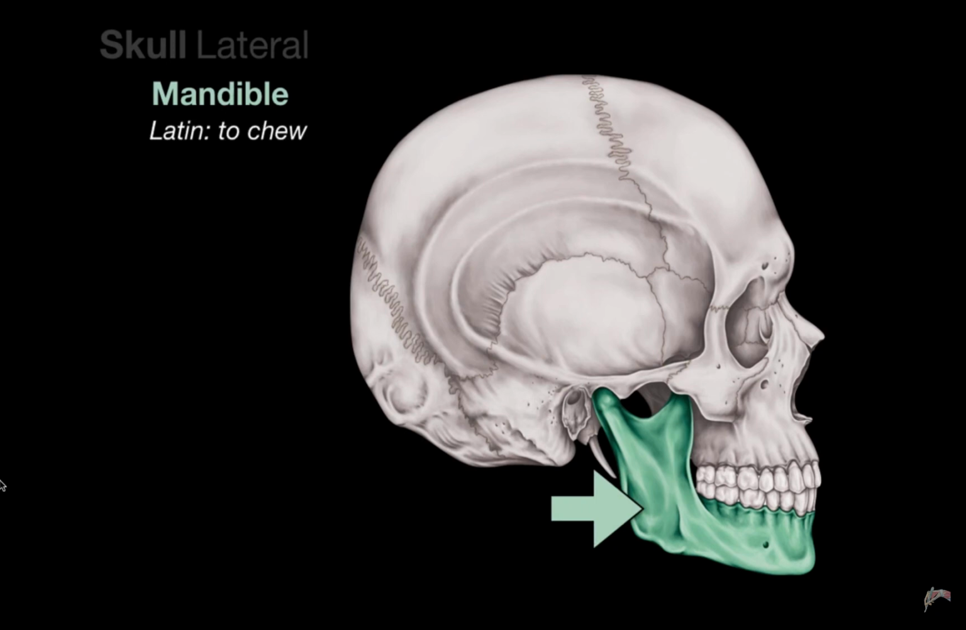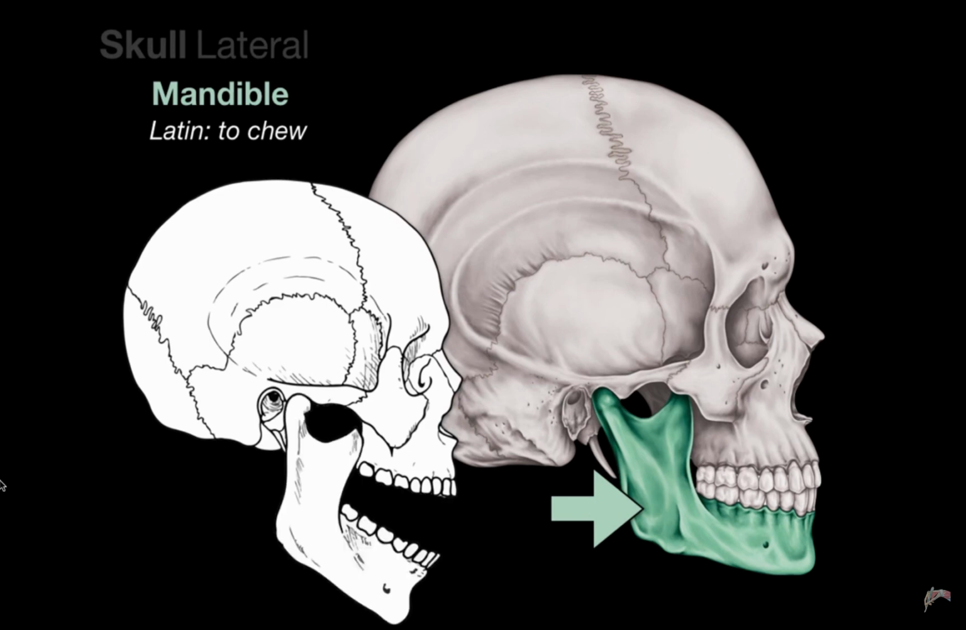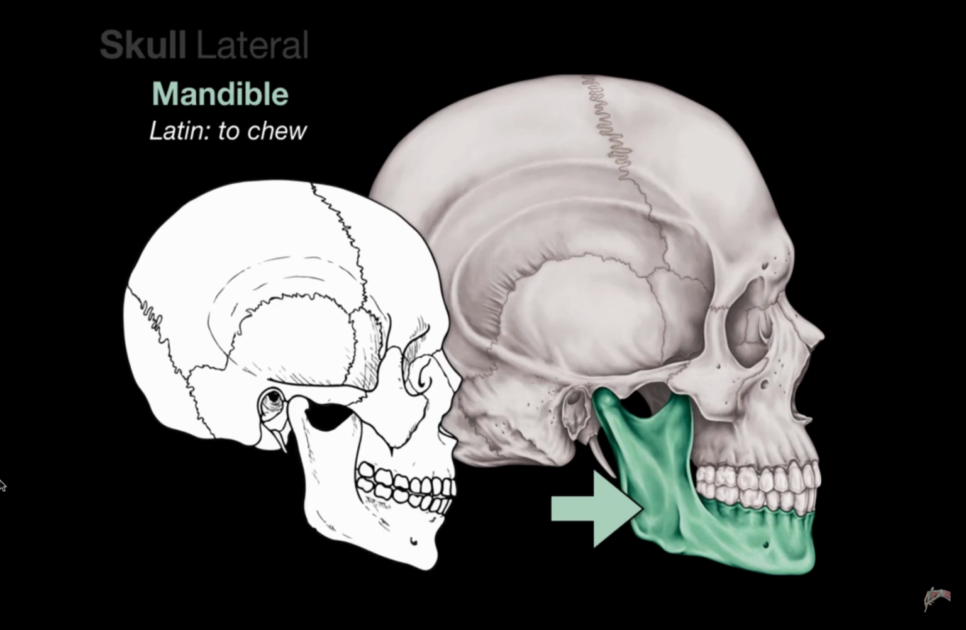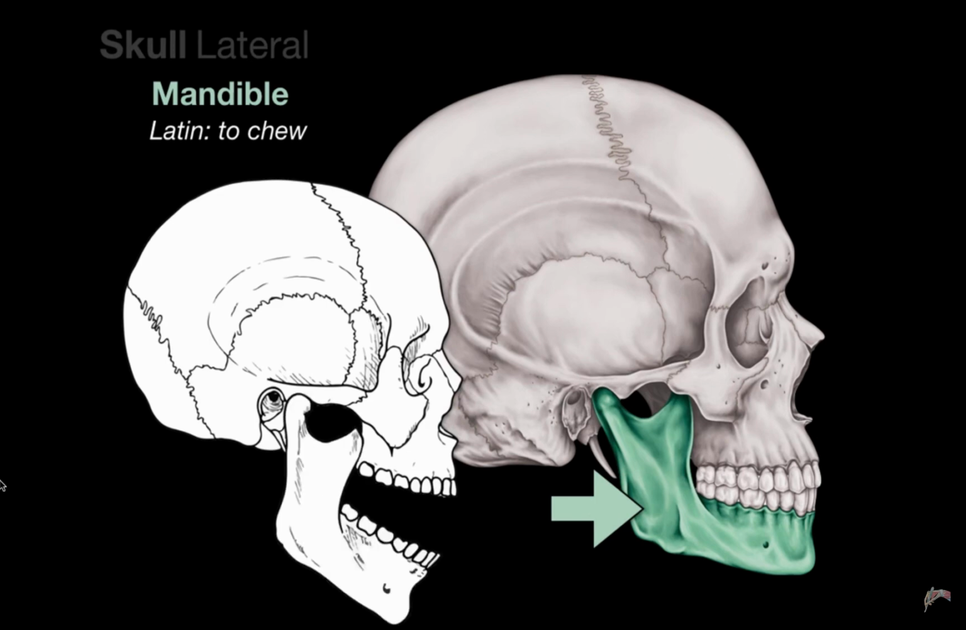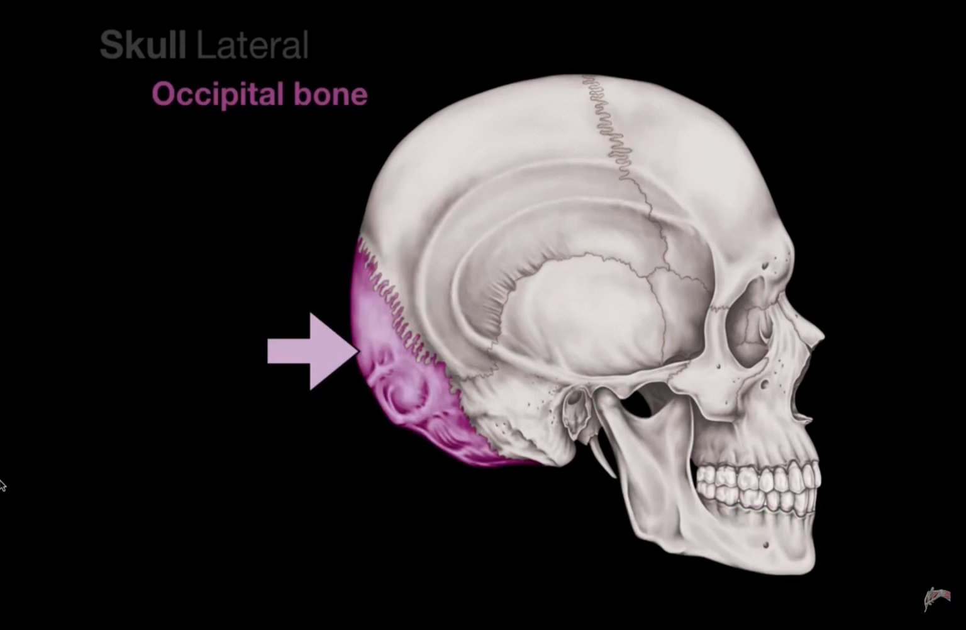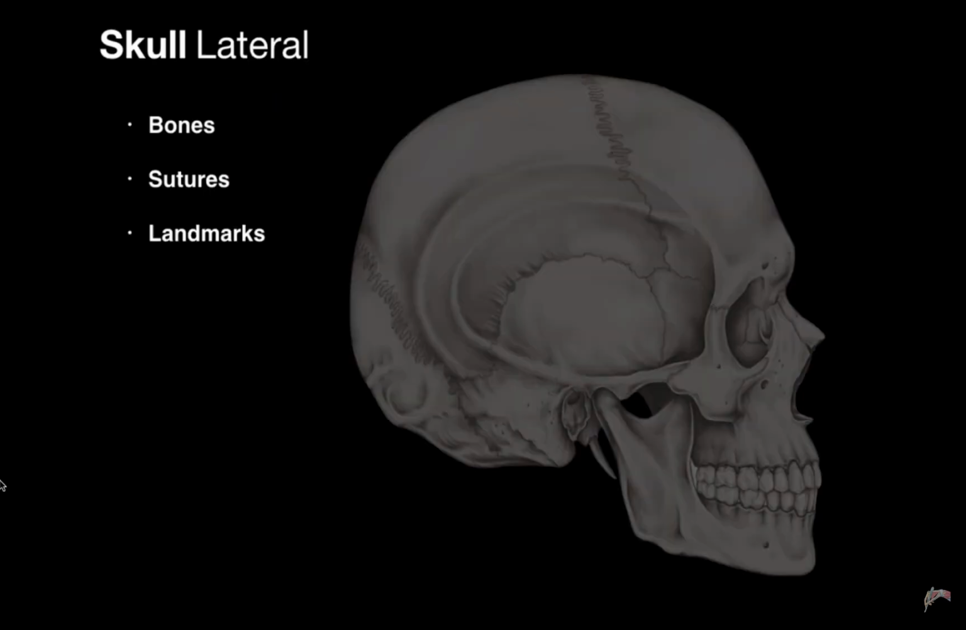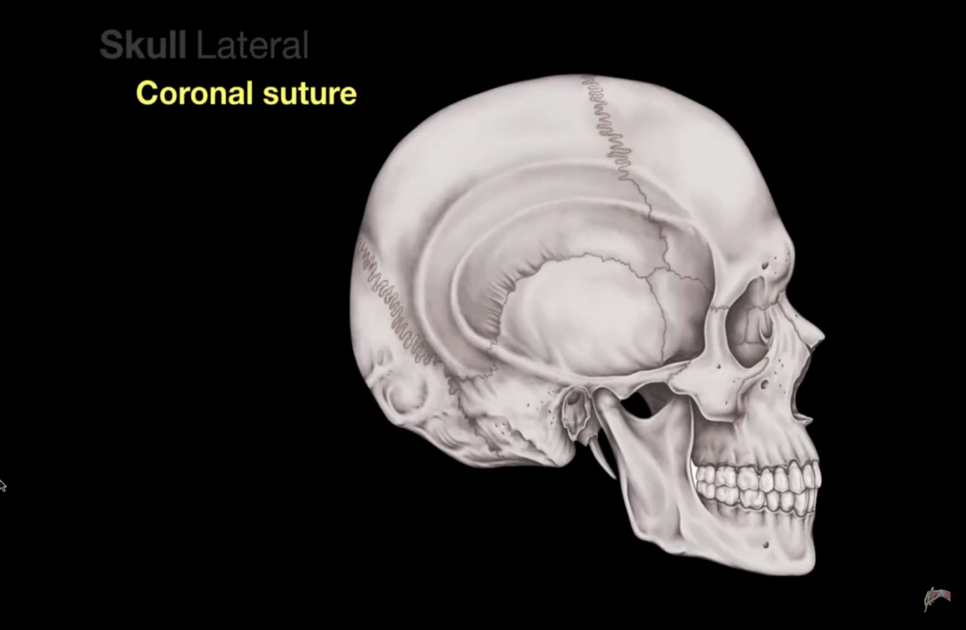Now the term mandible is Latin for to chew. And it gets that name because the mandible is what is responsible for this mastication movement of the jaw. And then there's our occipital bone, and the occipital bone is Latin for the back of the skull because occiput is the back of the skull. Now let's talk about the sutures from a lateral view. So the coronal suture is first, and the coronal suture is between the parietal and frontal bones right there.